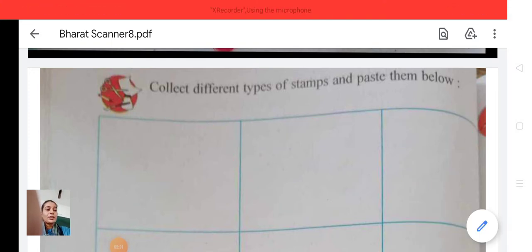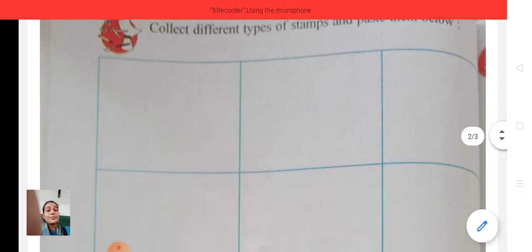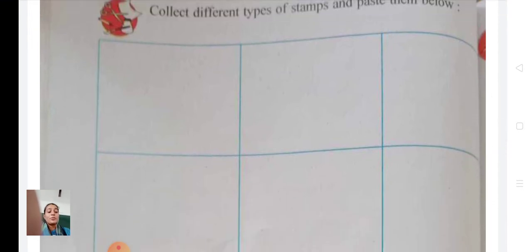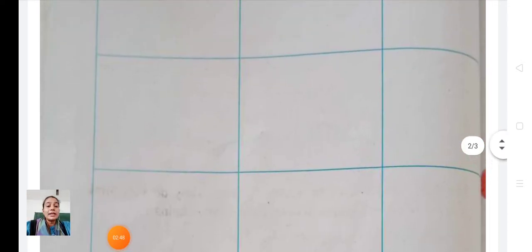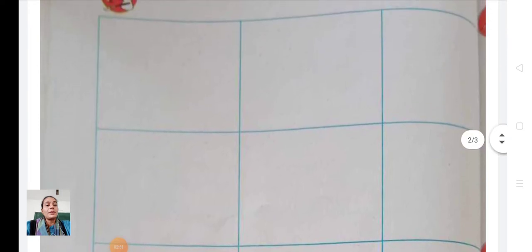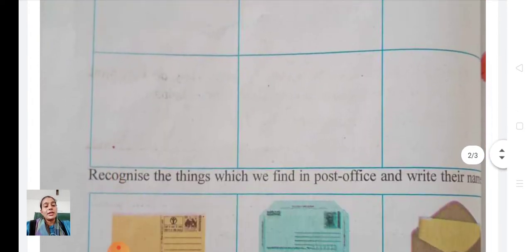Okay. Now what is stamp? Postage stamp. So postage stamp is a small piece of paper issued by a post office, which was a token of prepayment for postal service. Okay. So in this activity, you have to collect this type of postage stamp and you have to paste them here. Okay. Now the next.